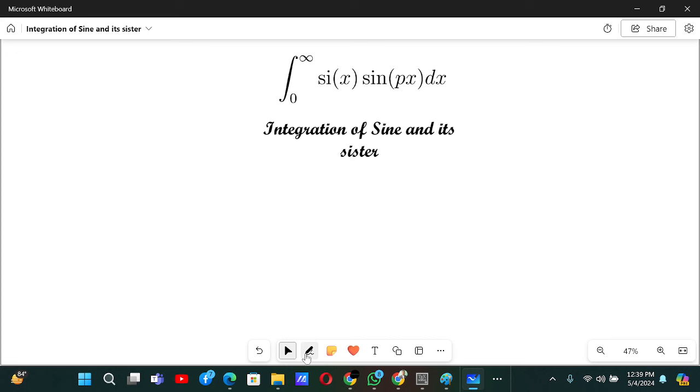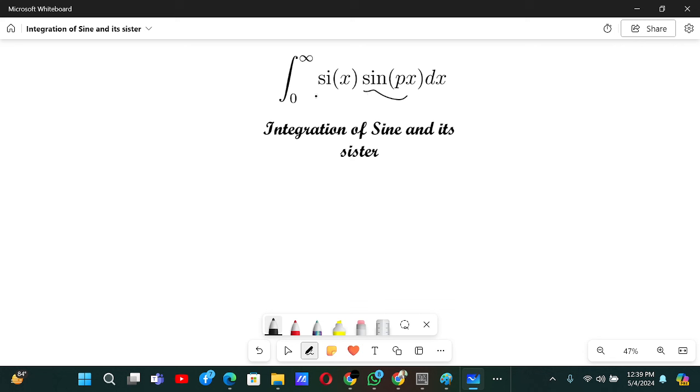Integration of sine and its sister. So basically I mean the sister of sine to be the small Si of x function. And if you don't know about that function, let me just share. The small Si of x function is the negative of the integral from x to infinity of sin t by t dt.